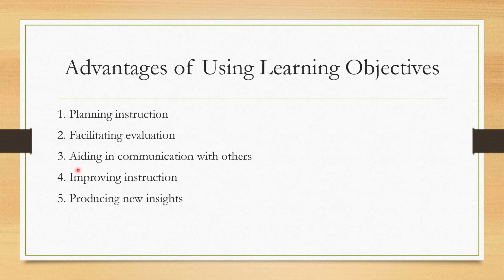We have also aiding in communication with others. There is a need to communicate learning objectives to others, between instructor and student, with other instructors. For example, exchanging learning objectives within departments is the most specific way to communicate to one's colleagues what you really cover in your course. Next, we have improving instruction.